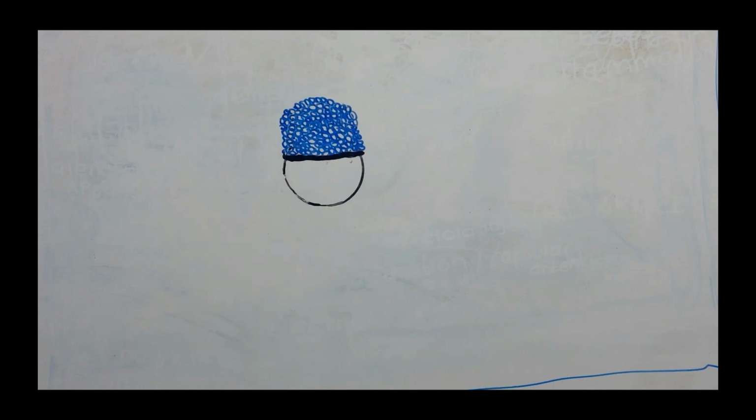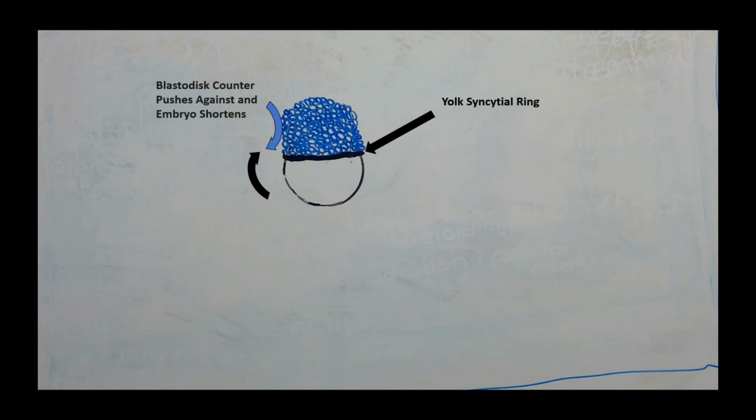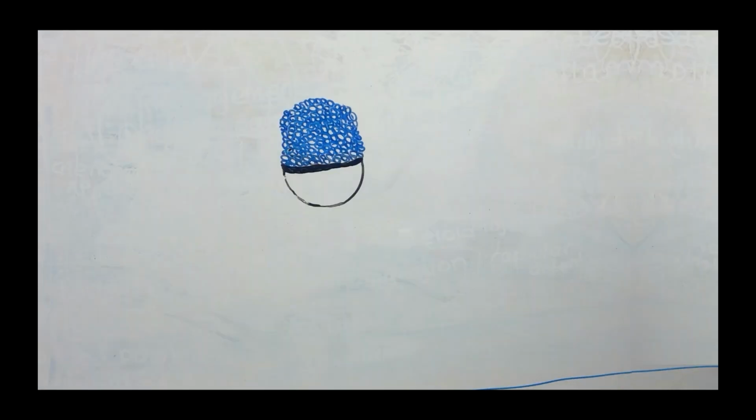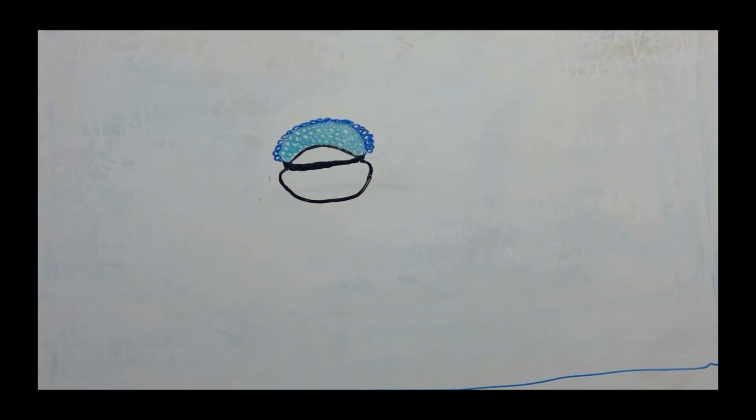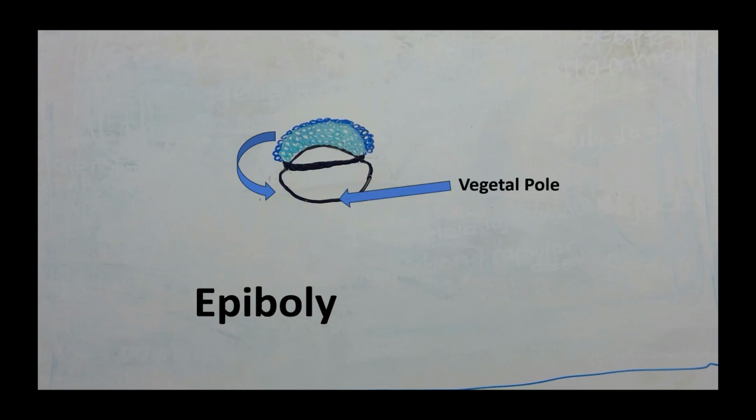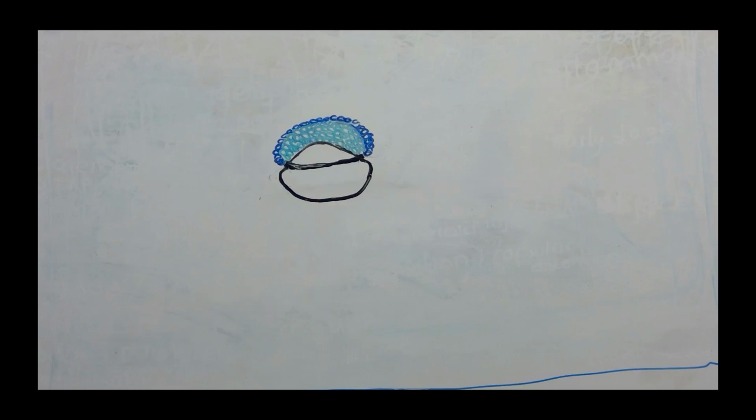At 512 blastomeres, the yolk syncytial ring forms around the blastodisc margin, which moves away from the blastodisc, decreasing the size of the embryo. An internal and external yolk syncytial layer is produced and begins to swell, marking the beginning of epiboly. During epiboly, uppermost cells travel to the sides of the embryo and enclose towards the vegetal pole. This causes the blastoderm to enclose around the yolk.